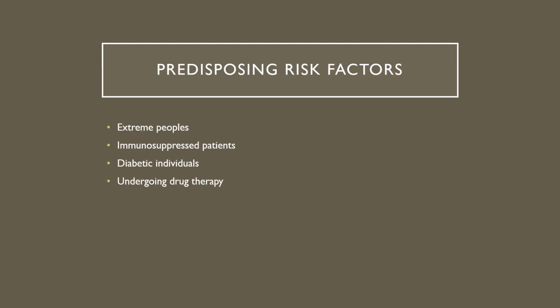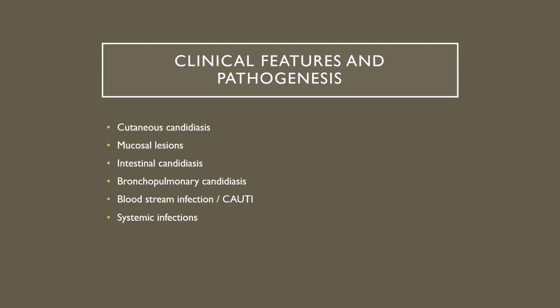So the predisposing risk factors are extremes, that is children, pregnant women, old people. Immunosuppressed patients like patients having HIV, cancer, patients undergoing dialysis, etc. Then diabetic individuals, then those undergoing drug therapy like steroids, immunosuppressants, excessive antibiotic therapy, etc. So what are the clinical features and pathogenesis?